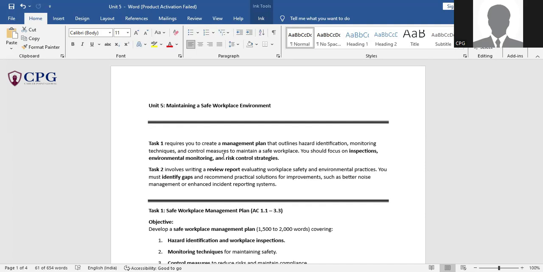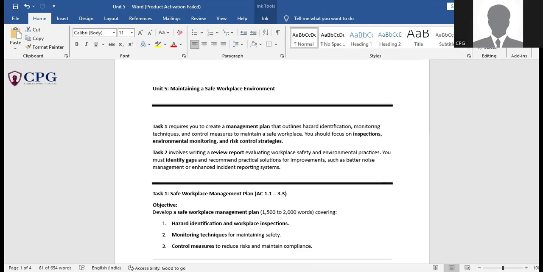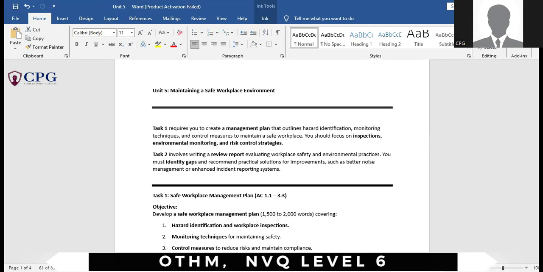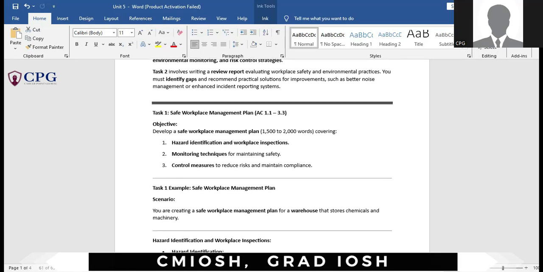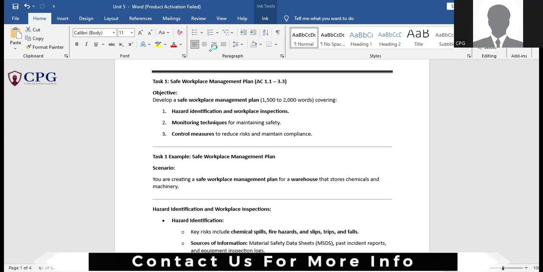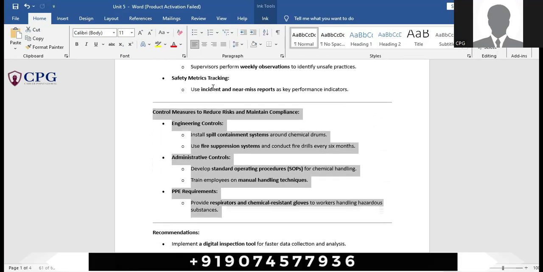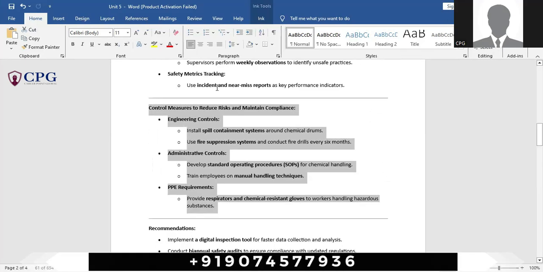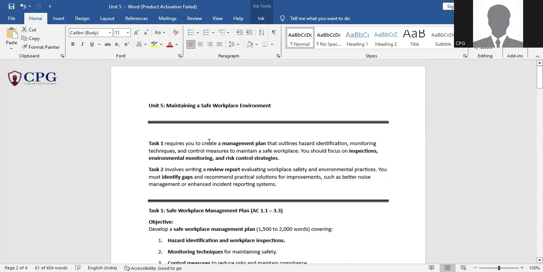Next thing you have to do is use the control measures to reduce the risk of those hazards. So how would you be using the control measures? We have our basic control measures like engineering methodologies, or administrative methodologies, or PPE. So these are the ways in which you will be reducing the impact of the hazards. So this is how you have to create a plan. This is our aim: we have to create a management plan of maintaining a safe work environment.